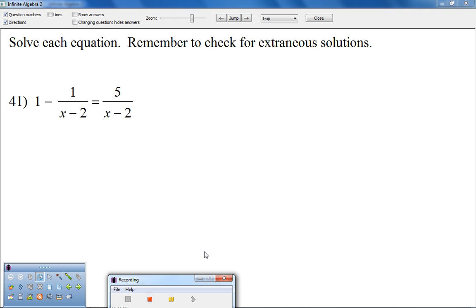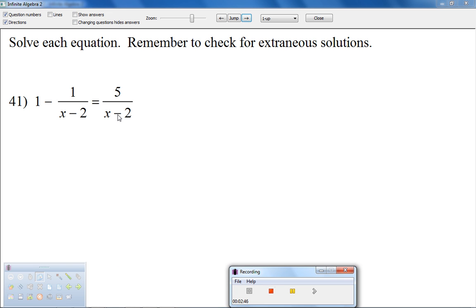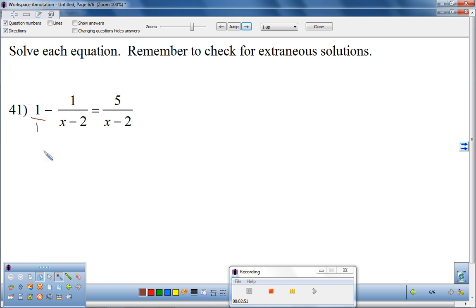Alright, here again we have 1 minus 1 over x minus 2. Okay, and then we have x minus 2 here as well within the denominator. So I'm going to make this into a fraction, and then I'm going to multiply this by x minus 2. Now the reason I'm doing this is because to add or subtract fractions, I've got to have the same denominator. So I'm going to end up multiplying x minus 2 times 1, so we get x minus 2. Minus 1 from here, and it's equal to 5.